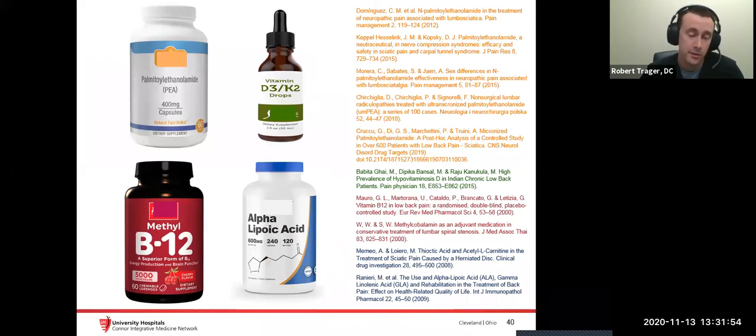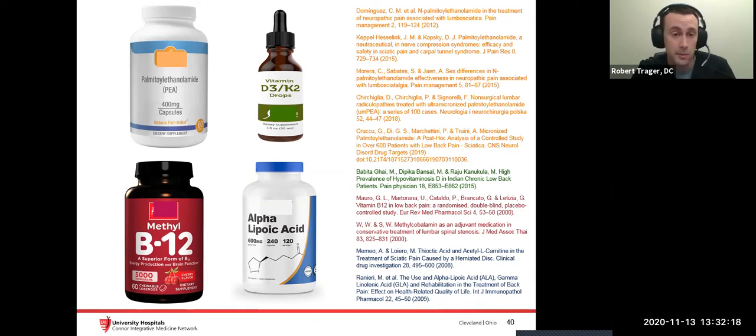Supplements for sciatic pain. So there's no magic pill. However, these are probably the most evidence-based supplements for sciatic pain. My favorite one to give most people here is palmitoylethanolamide. It's an anti-inflammatory. It's a lipid-based or a fatty molecule that was discovered from egg yolks. And it goes into the nerve and it stops what we call neurogenic inflammation.